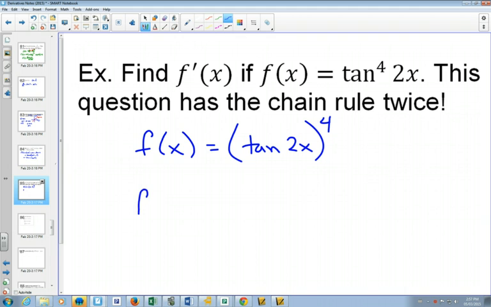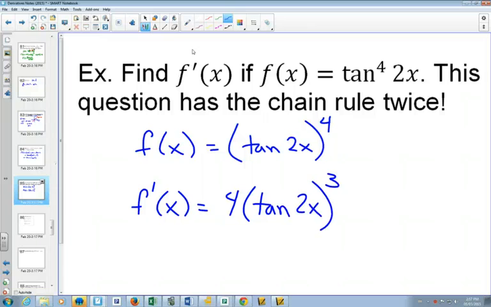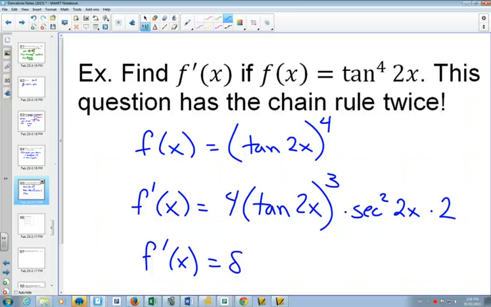So when we do the derivative, the 4 is going to come out in front. This is going to stay the same. That's your first derivative. Now inside was tan. The derivative of tan is secant squared. And then inside of tan is 2x, and the derivative of 2x is 2. So now if we want to rewrite this, we'll have 8 tan cubed of 2x times secant squared of 2x.